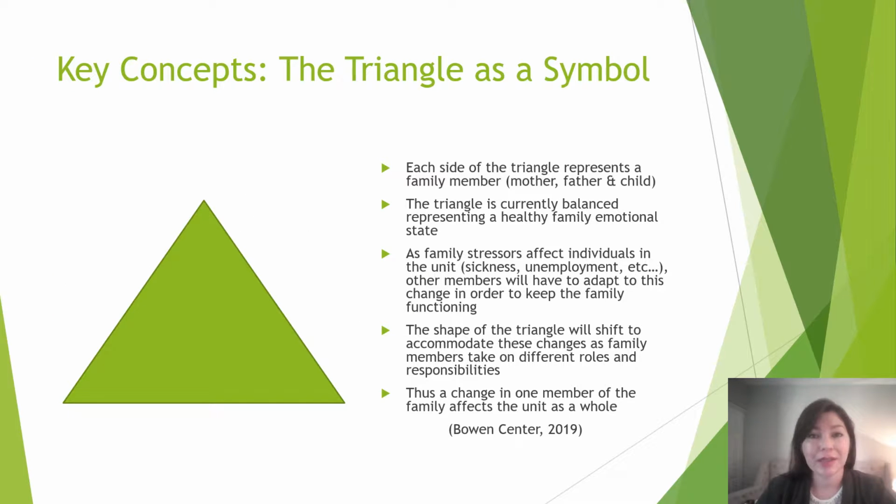Okay, so if you remember from the last slide, we talked about what affects one member of the family affects every part of the family unit as a whole. So Dr. Bowen likes to use a triangle as a symbol to illustrate this concept. We're going to talk about, in a basic sense, a nuclear family, and the triangle you see on the screen, the left side will represent the father, the right side will represent the mother, and the bottom side of the triangle will represent the child. You can see that the triangle is symmetrical, which means that it's balanced and that the family is existing in a healthy emotional state. However, I'm going to give you an example of a stressor being introduced into the lives of this family and how the triangle will change to accommodate this stress.